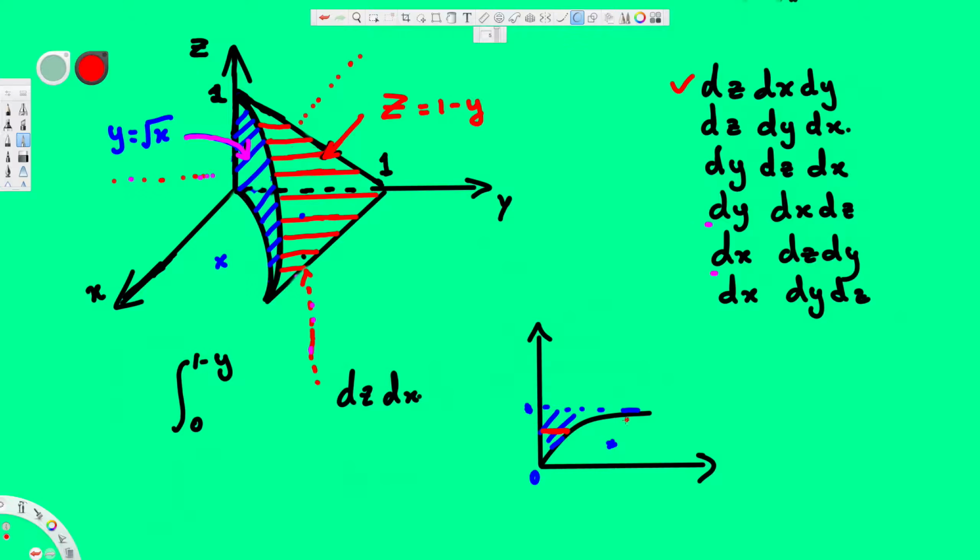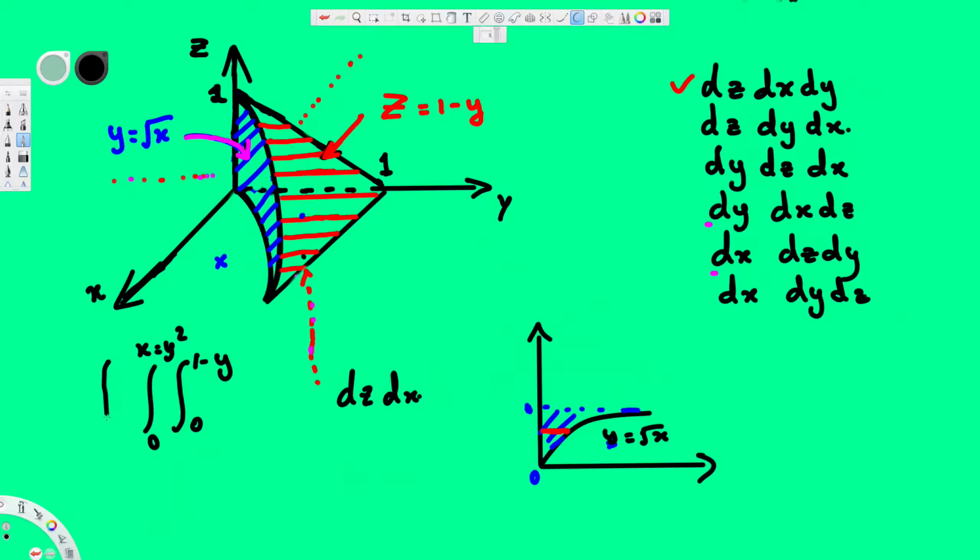The equation of this line is given by y is equal to square root of x. It's here. Okay, so this is y is equal to square root of x. Now if we do the integration with respect to x, we have to write x is equal to, but this is y is equal to square root of x. If we want to write x is equal to, we have to square both sides, so we will get x is equal to y squared. So y squared is going to be the upper limit of integration.